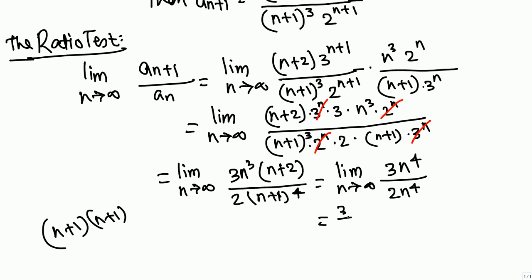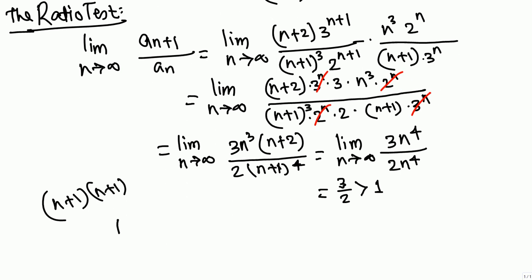We have now 3 halves, which is bigger than 1. Then by the ratio test, the series diverges because we got a limit bigger than 1. The given series diverges by the ratio test.